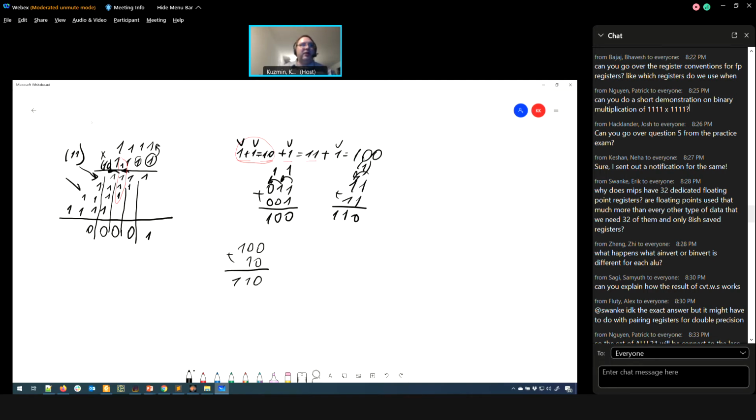And here we have 1 and 1 incoming carry. So we have 1, 1 and 1, 0. So it's 1 and 101. All right, so it's 1 and incoming is 1, 0. So we have 10 and 1, it's 11. So it looks like this is the result.